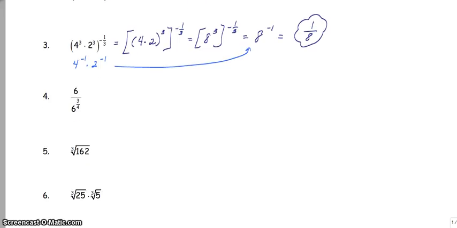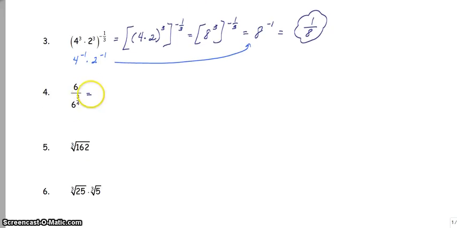So let's look at problem 4. We have the same base. We're dividing. So the law of exponents would say if the bases are the same and you're dividing, subtract your exponents. So we're going to have 6 raised to the, in the numerator we have an exponent of 1, so we have 1 minus 3/4 power. That would give us 6 raised to the 1/4 power, and then putting that in simplest radical form, we would have the 4th root of 6.